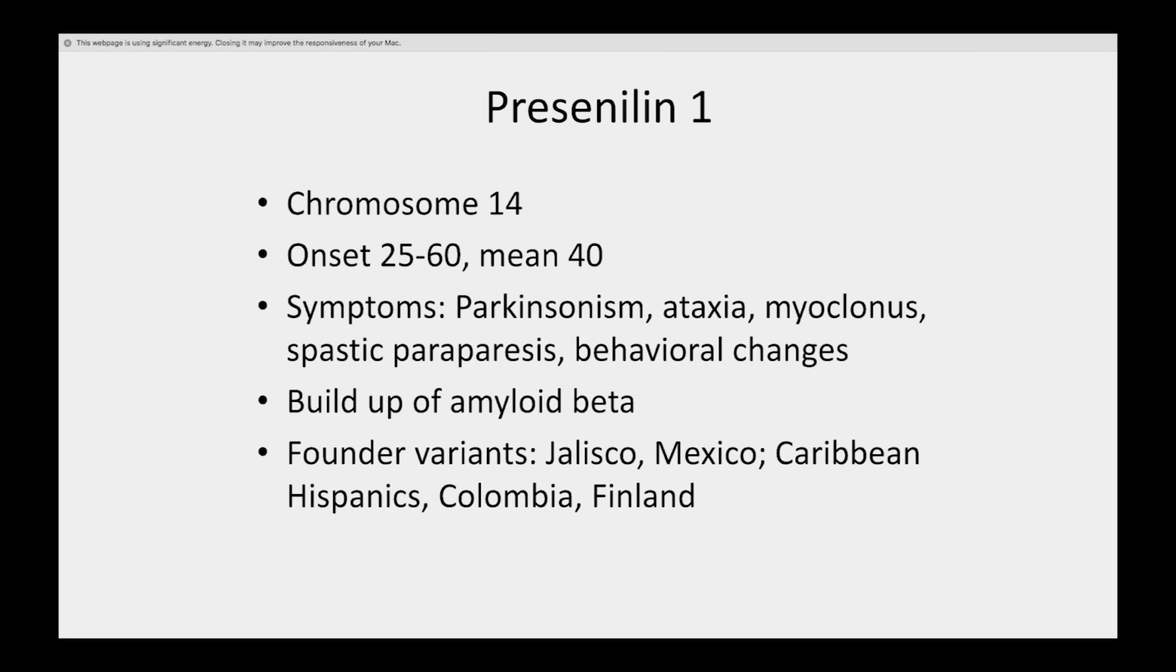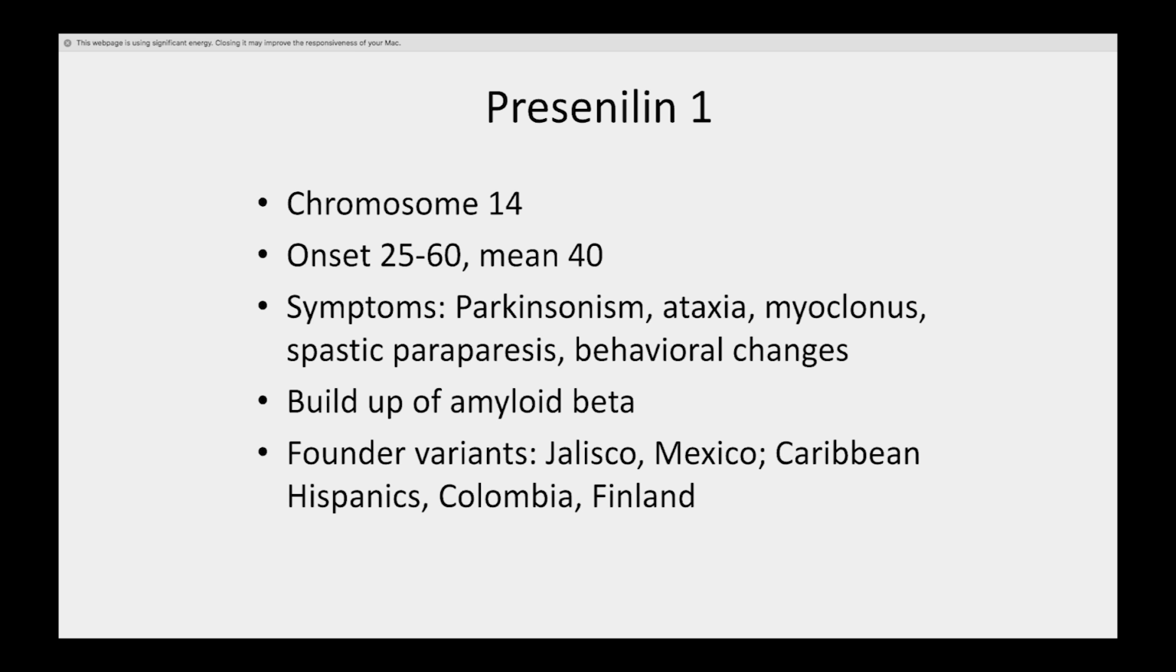So presenilin-1 is on chromosome 14. When patients have it, they can present with Alzheimer's disease at a fairly young age. Usually the onset is between the age of 25 and 60, with the average age around 40. The symptoms can be quite different than what we just talked about.